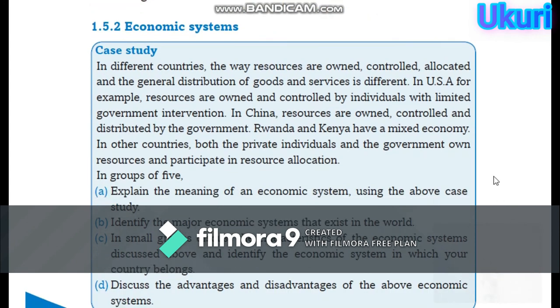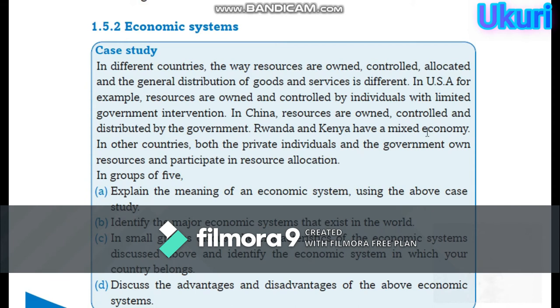What is an economic system, or what are the economic systems? In different countries, the way resources are owned, controlled, allocated, and the general distribution of goods and services is different. In the USA, for example, resources are owned and controlled by individuals with limited government intervention. In China, resources are owned, controlled, and distributed by the government.